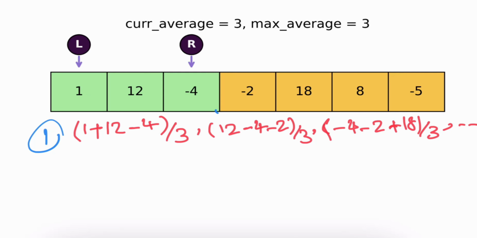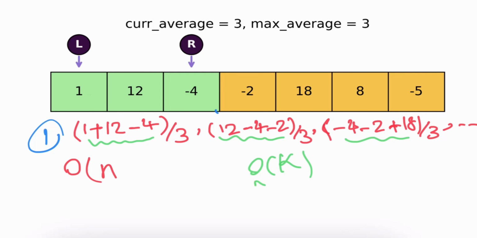So in this way, we are moving our left pointer and right pointer to the end of the array, so we have a time complexity of O of n. Then in our loop we have to find the summation of the window size. Each time we move our pointer, we have to find this summation, and this summation will be O of k, the length of our window size.